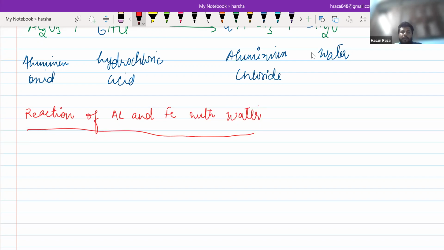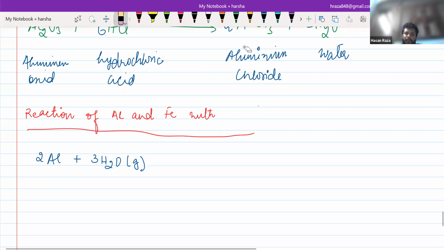So whenever aluminum reacts with water, it will form aluminum oxide and evolve hydrogen gas. So 2 Al plus 3 H2O. And this is basically hydrogen gas. That means we are reacting this with steam.